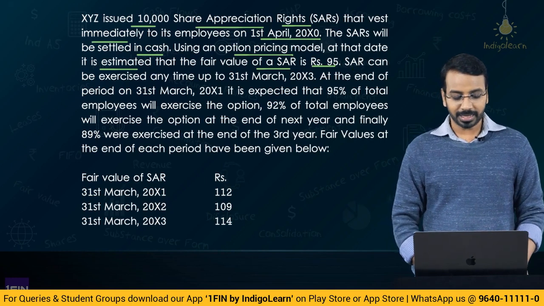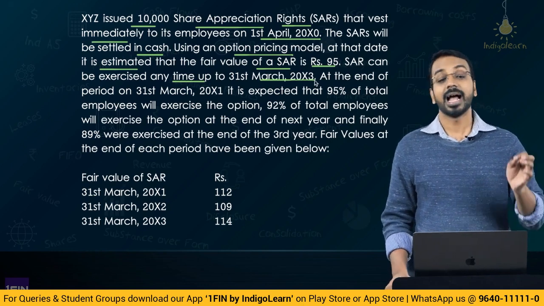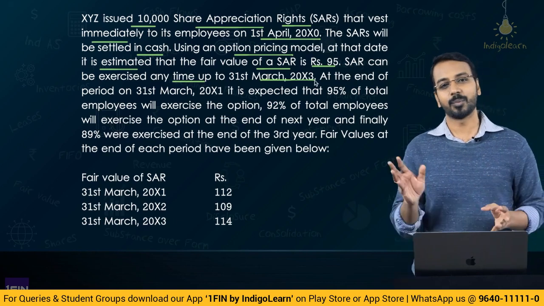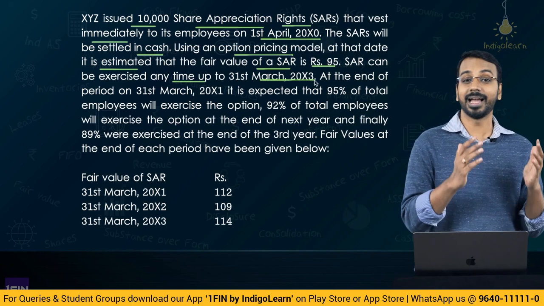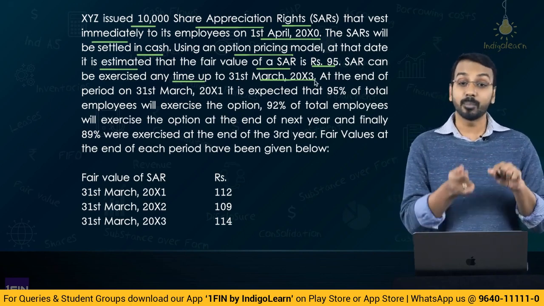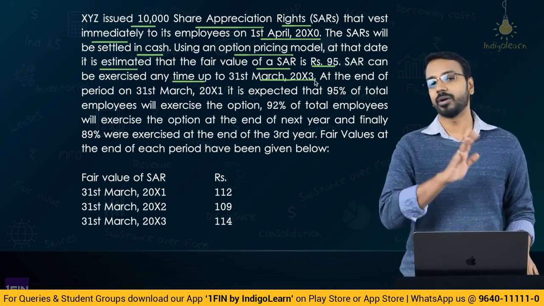Then, the SAR can be exercised any time up to 31st March of year 3. So, the right with the employee can be exercised at any point of time up till 31st March of year 3. So, basically the employer is giving an option to the employee, whenever the market goes up, whenever our share prices go up, you can exercise. That is your choice. Employee has a right to exercise whenever the employee wants.